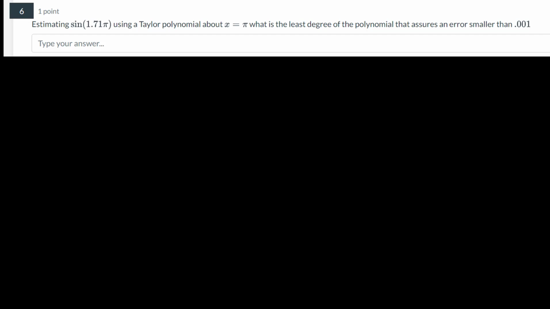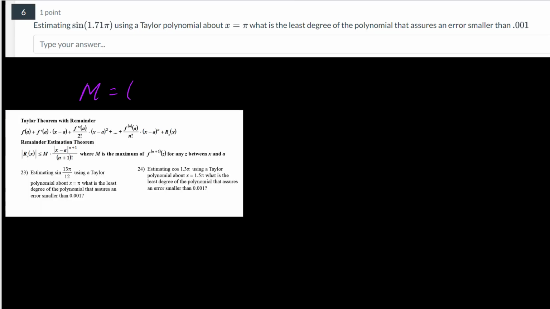The only ones that I'm throwing on this quiz and on the final exam are going to be sine and cosine and e to the x, so that it makes it easy to find m and manipulate it. So with sine and cosine, the value of m is just going to be 1. Remember, m is like the maximum value. So if you look at the formula, it comes from this page from Taylor series where we had the Taylor theorem with a remainder and we did some calculations. So this is similar to 23 and 24 using either sine or cosine.